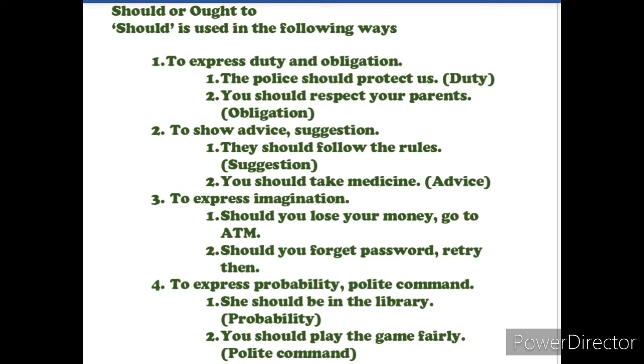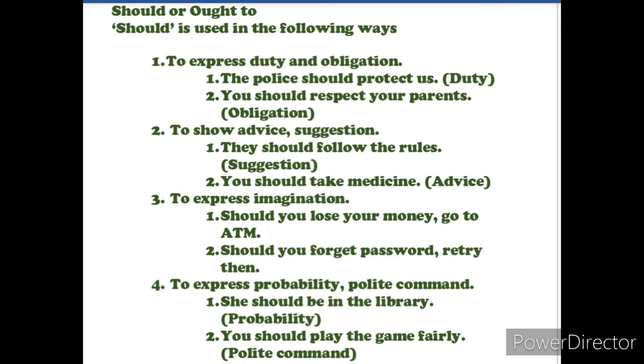Expression of imagination. Then to express probability or polite command, she should be in the library. Here is the probability. Or she should be in the library or music room maybe. So without using maybe, she should. Here in this sentence, probability. And then you should play the game fairly. Here is a polite kind of command.